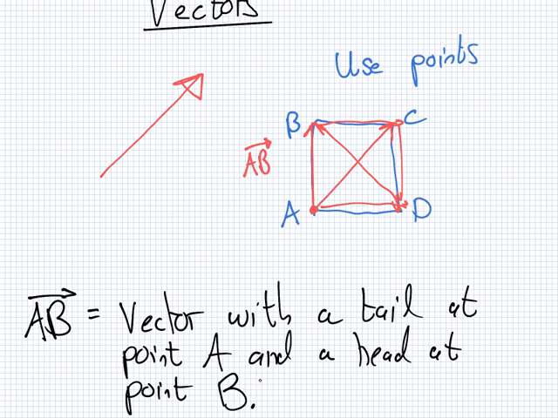Okay, continue. So let's see how we can use this. So we'll go back to the square example. So let's imagine we have a square. A, and we'll put the B here this time. C, D, and this is a square.